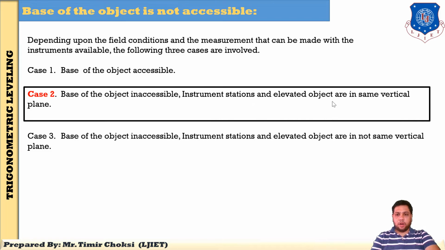But in this particular session, I have explained case number 2: base of the object is inaccessible, and the instrument station and elevated object are in the same vertical plane. And the third case is where the base of the object is inaccessible, and the instrument station and elevated object are not in the same vertical plane. But in this session, I will explain case number 2.